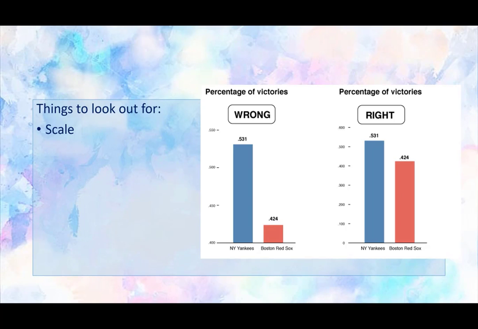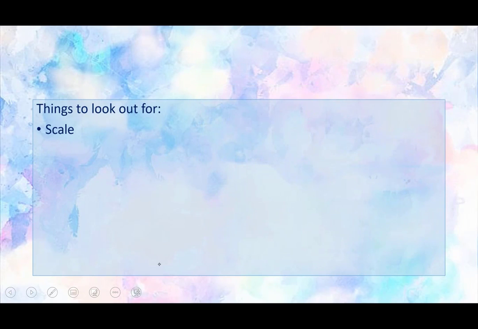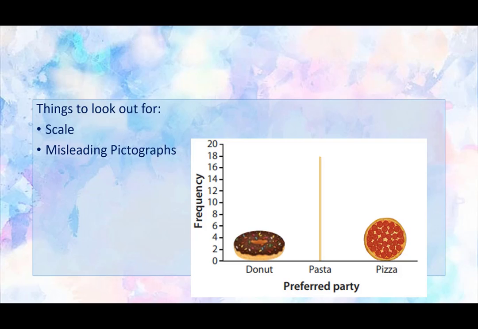Now, if you look at the right one, they start the scale off at 0, and you can see now that the Yankees only got a little bit more victories than the Red Sox. We also have to look out for misleading pictographs. Now, we didn't really cover pictographs. It's probably one of the first graphs that you looked at when you were learning about anything statistics-wise. Here's an example. Instead of a bar or anything like that, you're going to be seeing a picture.